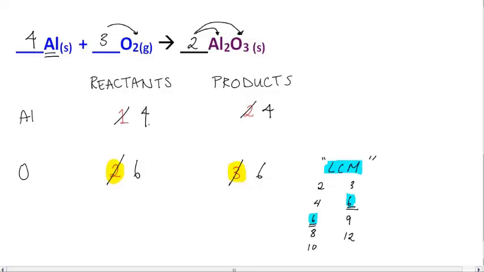And everything's balanced. I have 4 and 4, 6 and 6. And I can just double check that again. 4 aluminums. Right? Because 2 times 2 is 4. And 6 oxygens, because 3 O2s gives me 6. And 6 oxygens in the product, because again, 2 times 3 gives me 6. So now this is balanced.